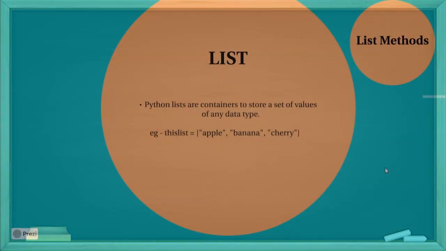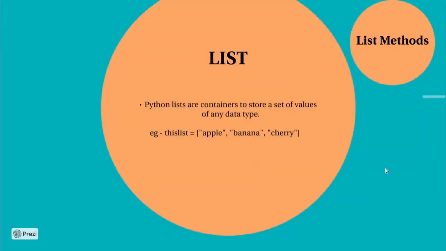So let's see what are lists. Python lists are containers to store a set of values of any data type. Lists are used to store multiple items in a single variable. Lists are one of four built-in data types in Python used to store collection of data. Lists are created using square brackets.